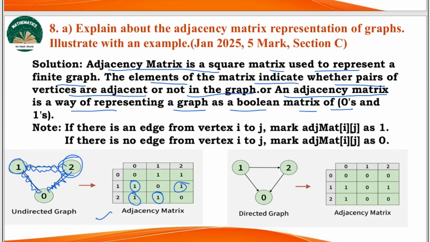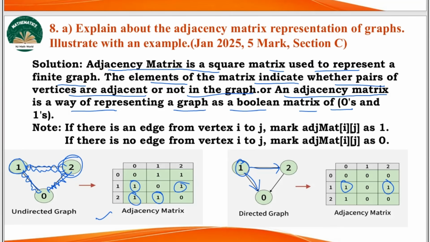So next one, we'll see for the directed graph. So it is 0 to 0, no self loop. 0 to 1, if the line is going out, it is 1. If it is coming in, we don't count it. So the line is not going out from 0, so there is 0. 0 to 2 also it is 0. Then we'll go for 1. From 1, how many lines are going out? 1 to 0, yes, it is going out, so it is 1. Then 1 to 1, no self loop. Then 1 to 2, it is going out, it is 1.